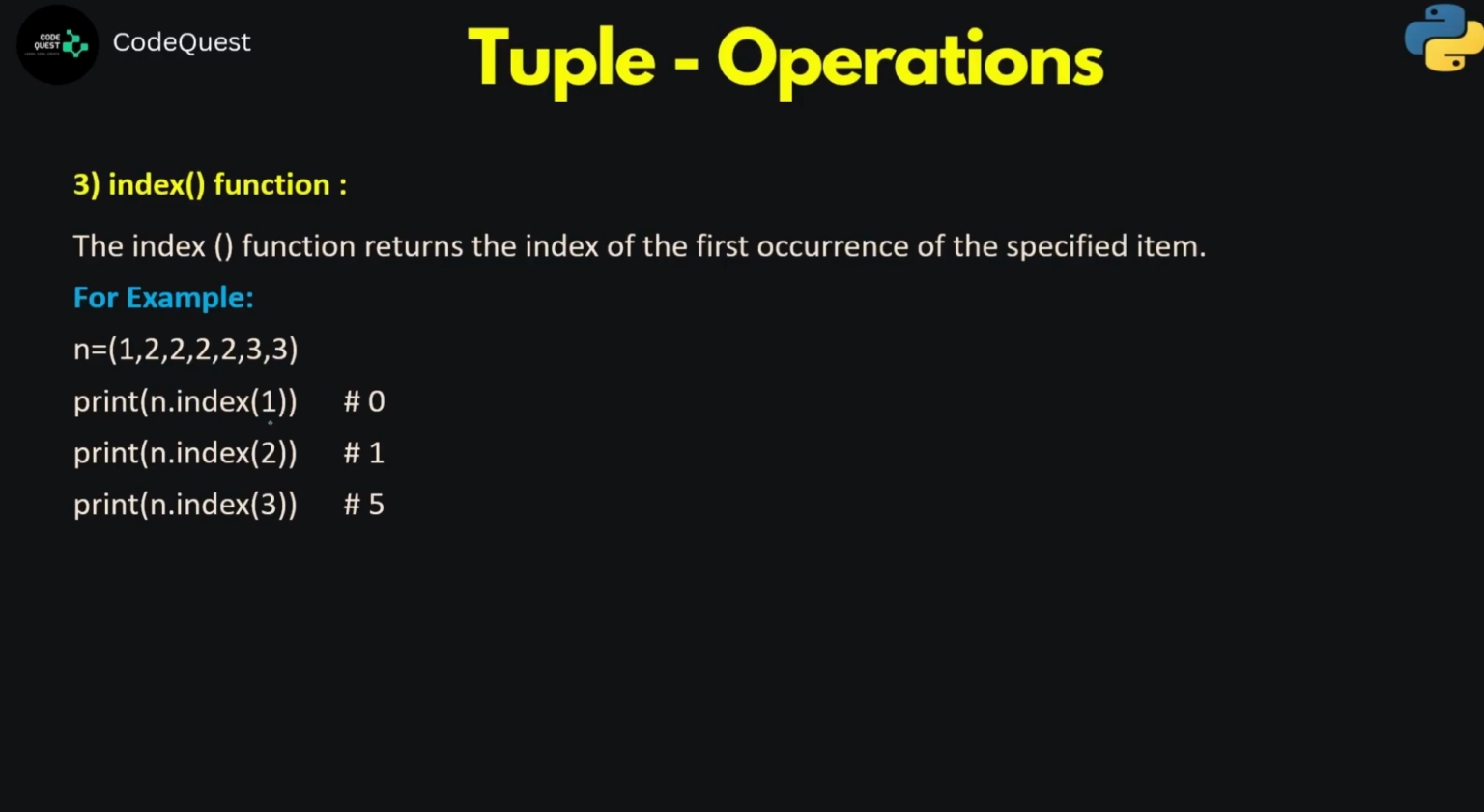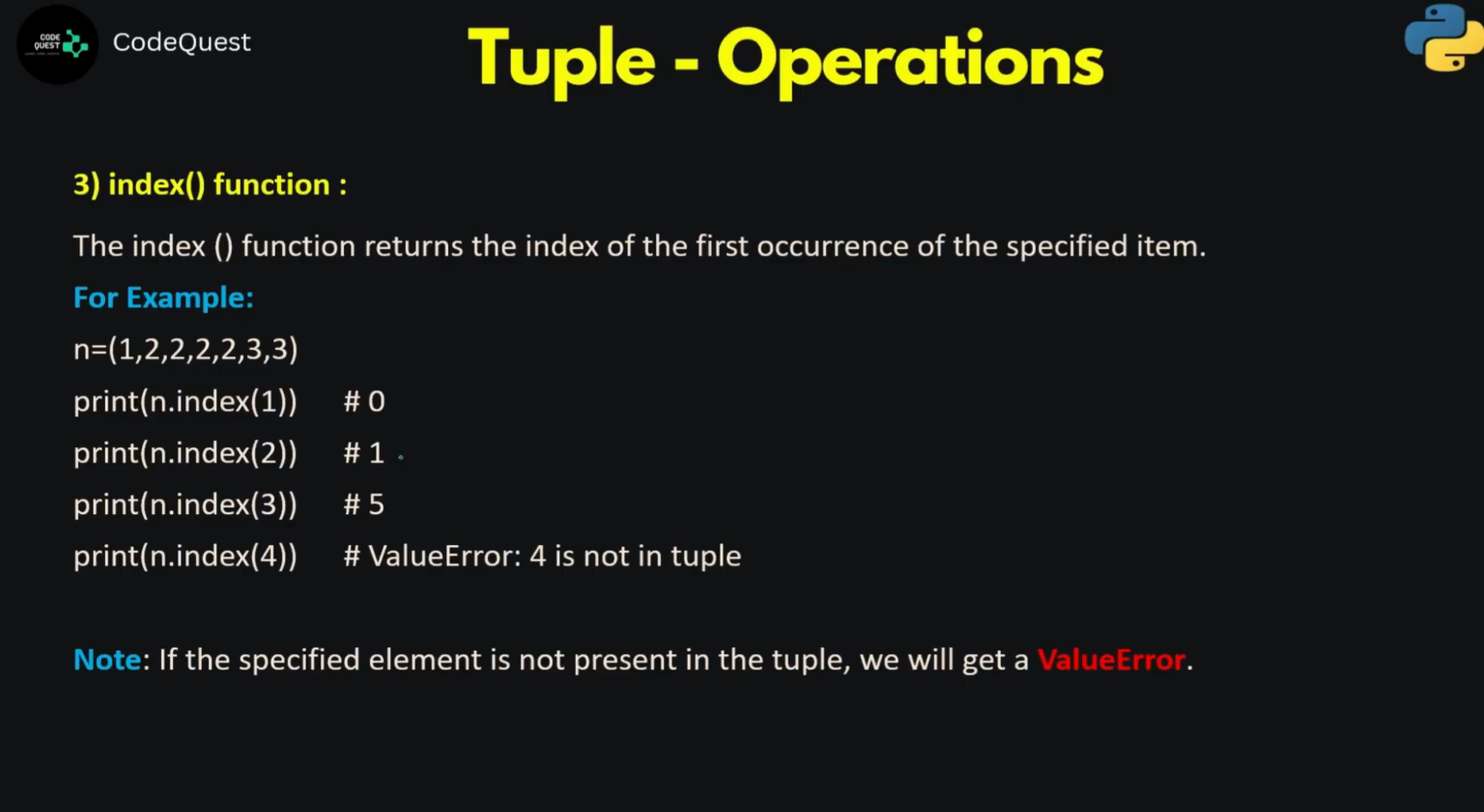Now I'm finding the index of 1. So 1 is available here at index 0. So the index is 0 here. Now the index of 2, because 2 is appearing multiple times here. Out of these multiple occurrences, the first occurrence is here, whose index is 1. Hence, we are going to get this as 1. Now similarly, the index of 3, again appearing 2 times. So here is the first occurrence, whose index is nothing but 5.